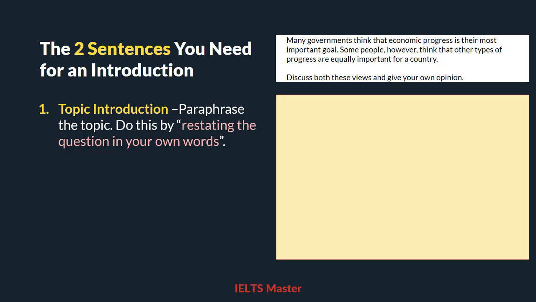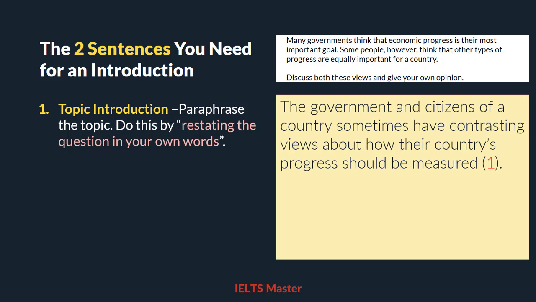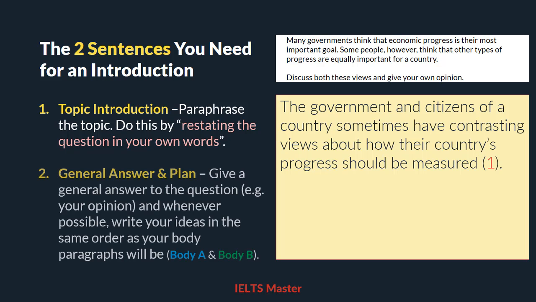First, we have the topic introduction. Let's take a look at this model. The government and citizens of a country sometimes have contrasting views about how their country's progress should be measured. What do you think this essay is going to be about? When I read this sentence, I think this essay is going to be about how government and citizens view progress for a country differently. There might be a little bit more detail later, but I understand the general topic from just this sentence. Next is your general answer and plan.